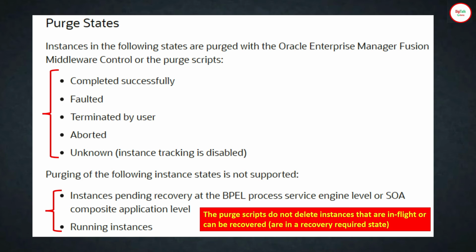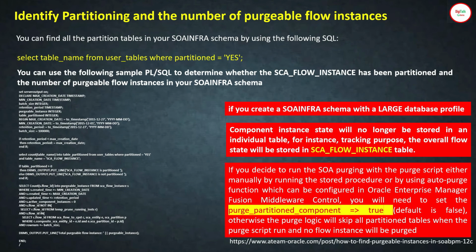That means the purge script does not delete instances that are in flight or can be recovered. In flight means the current transaction which is going on in the system. Recoverable instances may have failed due to certain reasons, but you still have the option to recover them from the console. So these two states of instances will not get purged from the database using this purging option.